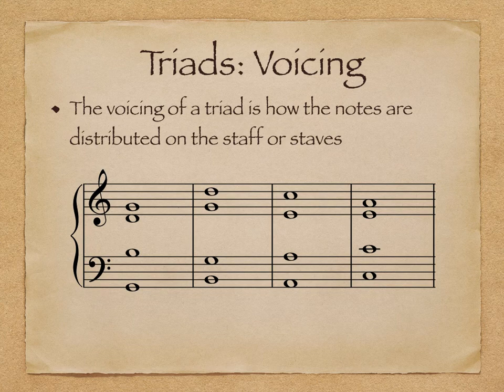The last distinguishing characteristic of the triad is its voicing. The voicing is how the notes are distributed on the staff or staves. The 2 triads on the left have different voicings, but they're both spelled G, B, D. So they are both G major triads.